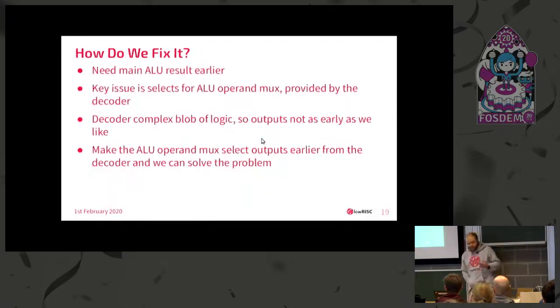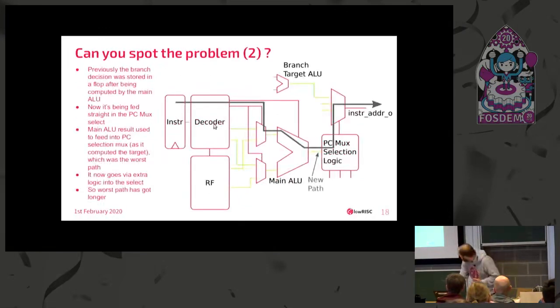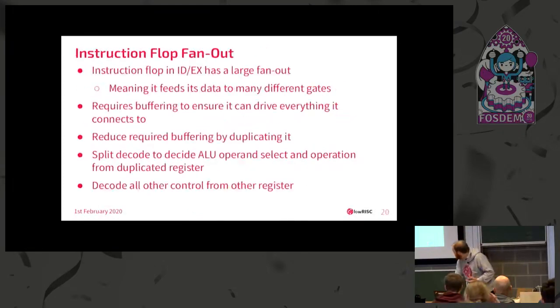So what we're going to try and do is make those main ALU operands turn up earlier, so the main ALU result comes earlier. And the problem here that's causing these things to be quite late is because of the decoder. This is a big, complicated blob of logic. It basically controls the entire design. It is trying to work out what the instruction is doing. We need to make it go quicker. So there's a few things I need to fix to do this. Sadly, I've only got time to discuss one of them, and this is this instruction flop fanout.